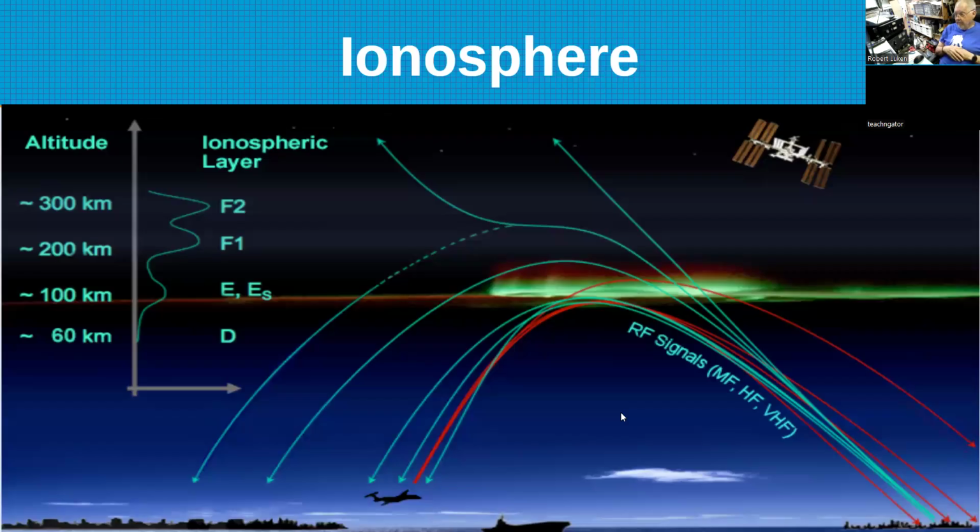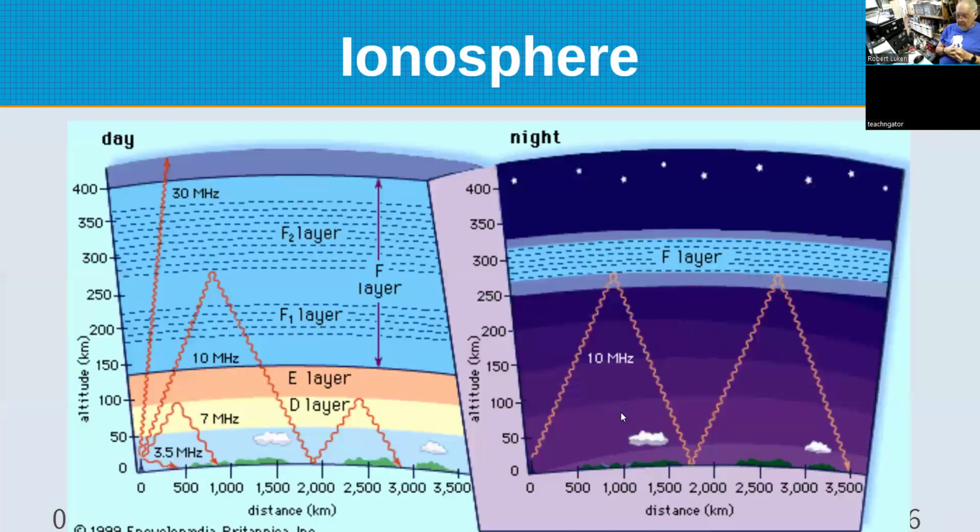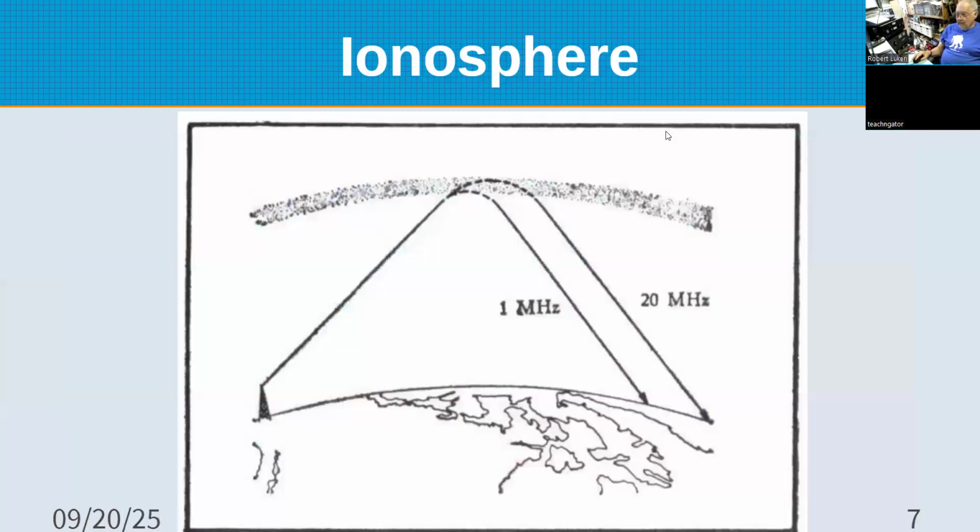There's just another chart, kind of the same thing, showing different frequencies over here on the left and what the ranges might be. A similar thing over on the right at nighttime. And one more, showing the difference between a 1 megahertz signal and a 20 megahertz signal and how it's refracted. So the 20 megahertz is going to go a lot farther.